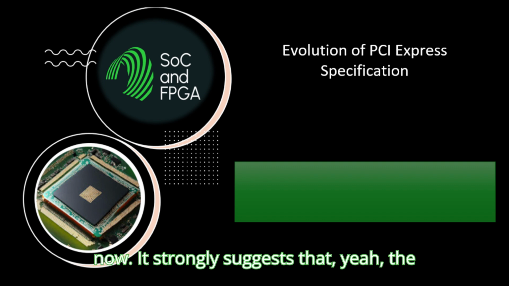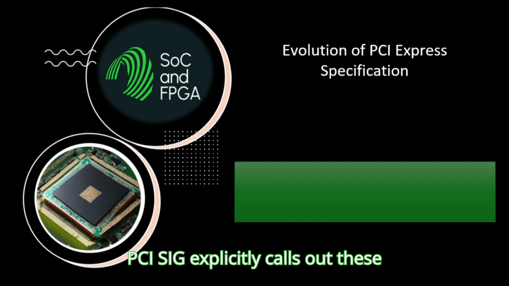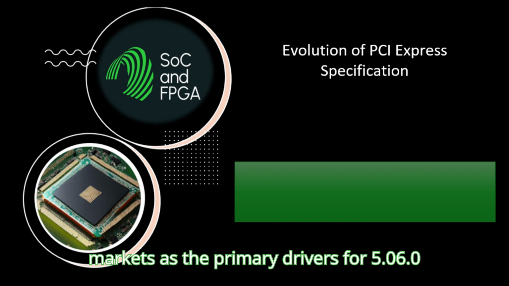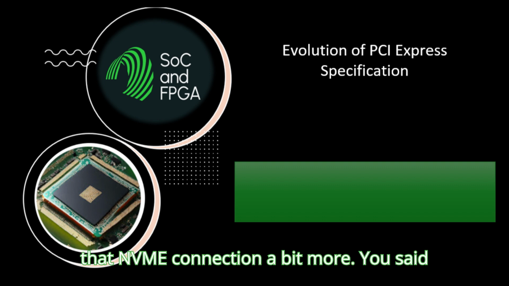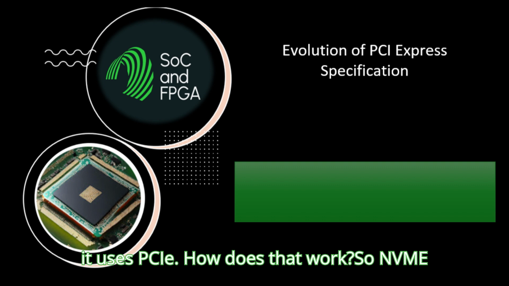It strongly suggests that, yeah, the PCI-SIG explicitly calls out these markets as the primary drivers for 5.0, 6.0, and the upcoming 7.0. Okay, let's dig into that NVMe connection a bit more. You said it uses PCIe. How does that work?